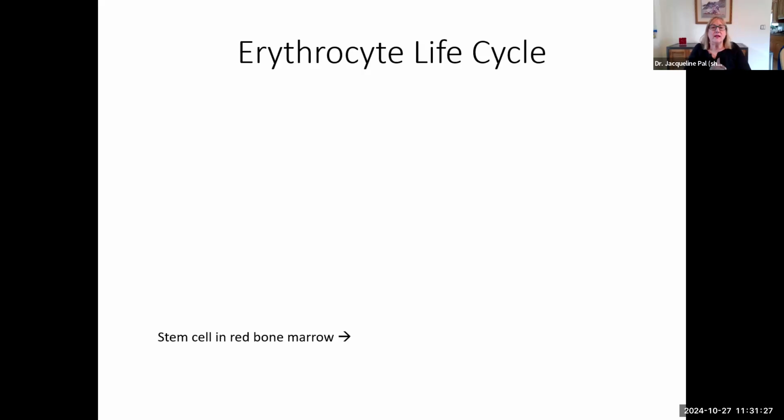Okay. So let's talk about the life cycle of our erythrocyte. As we learned before, when we learned about the process of hematopoiesis, we learned that all of the cells of our blood were made in our bone marrow. So we have stem cells in our red bone marrow that are going to make our red blood cells. And so instead of calling it hematopoiesis, this would be erythropoiesis, formation of red blood cells. And then the cells are going to circulate in your blood for about 120 days, 4 months.